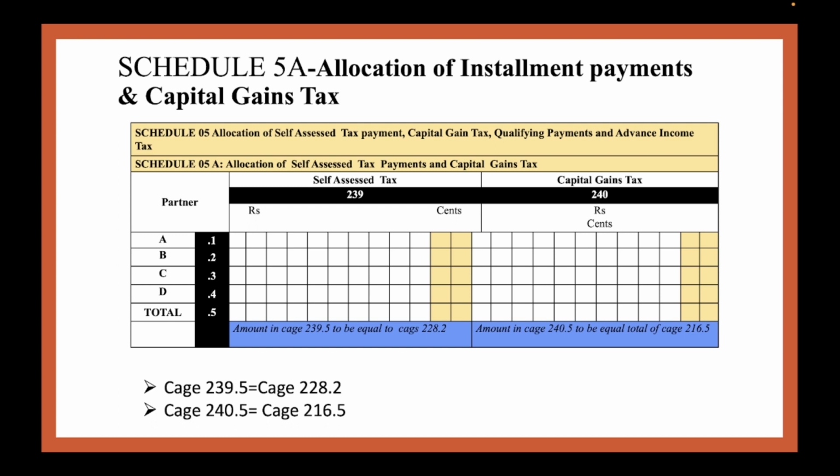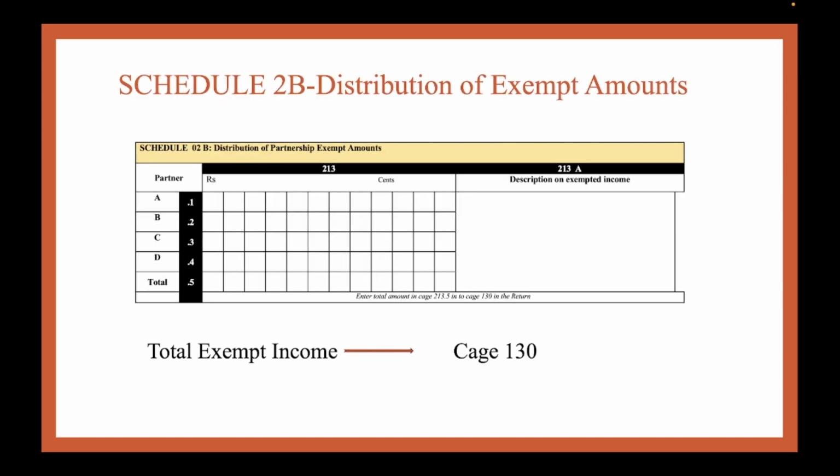But in case you are having an exempt amount, use Schedule 2B to record them. The total figure of the exempt schedule has to be carried to the cage 130 of section 1 when it represents an exempt profit. In case of an exempt loss, record the loss under Schedule 6. With that, you are completed with section 1.